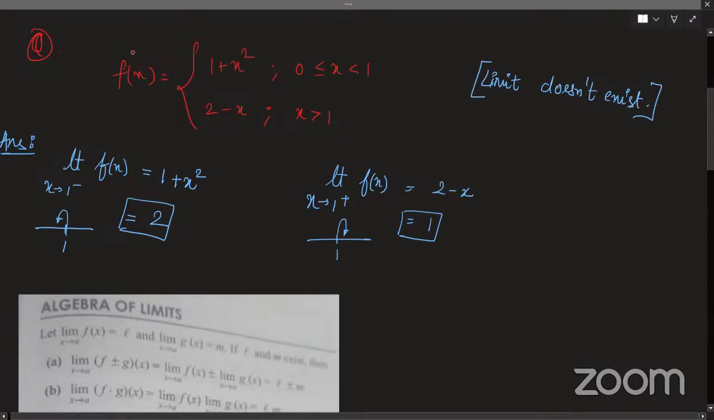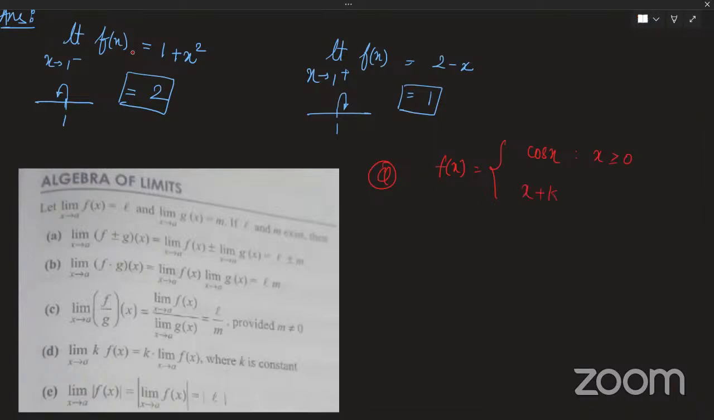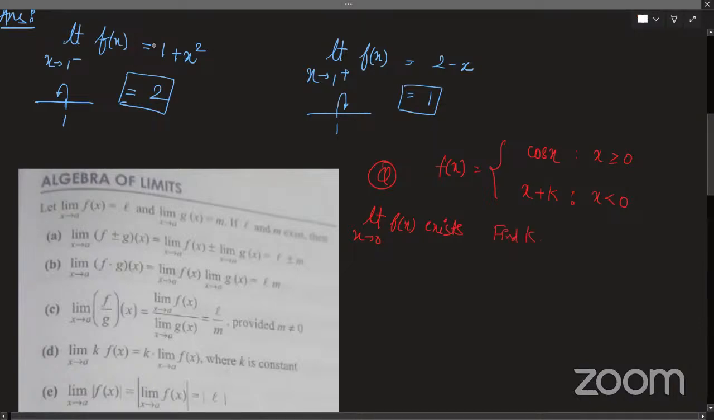So we'll do one more similar question. I have f of x defined as cos x, and x plus k when x is less than 0. It is telling me that the limit as x tends to 0 of f of x exists. So find the value of k.